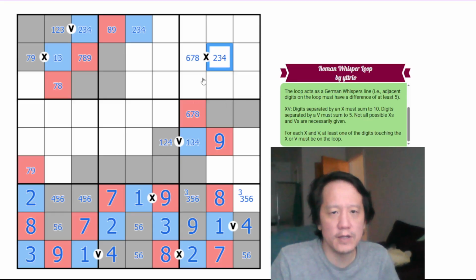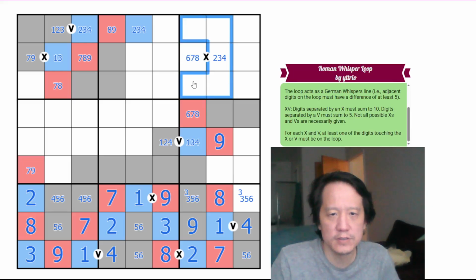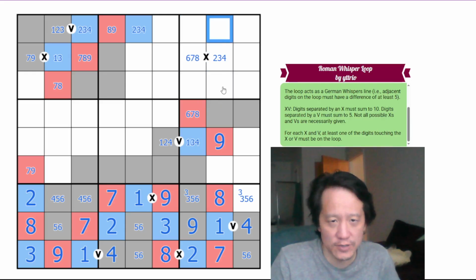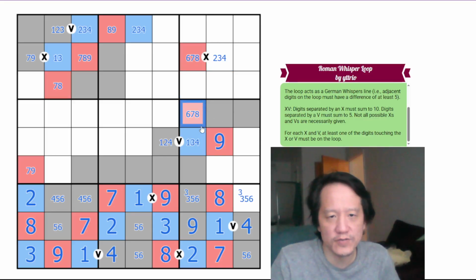So say it does not enter here. If it does not enter here, it would have to go something like this. But you would have 2 high digits here if that were the case. So this must always enter this cell then. We don't know if it enters this cell. It can't. Because if it goes this way here, it can't exit back out without touching itself. So this is not on the loop.